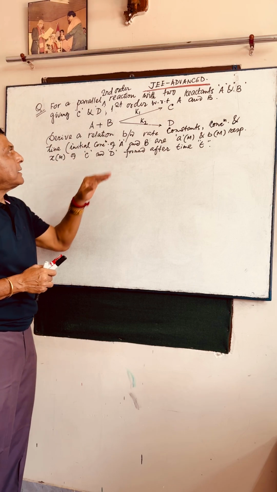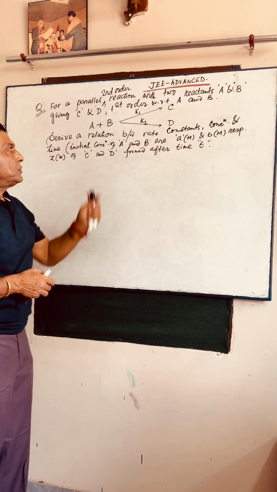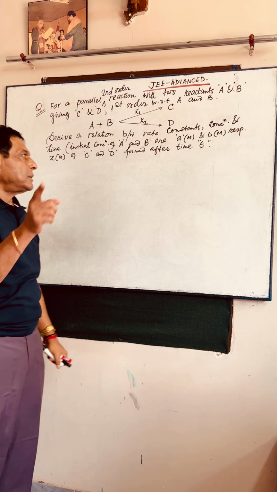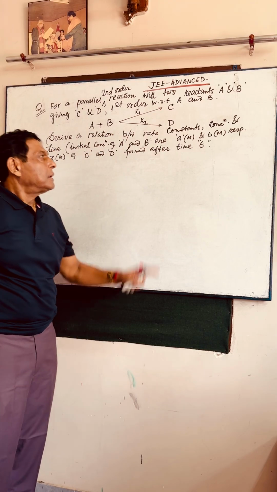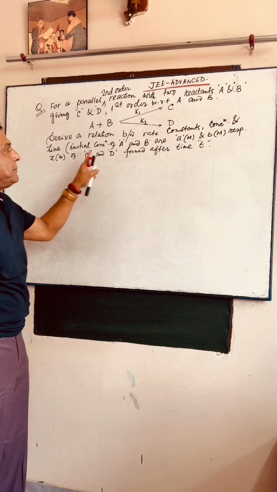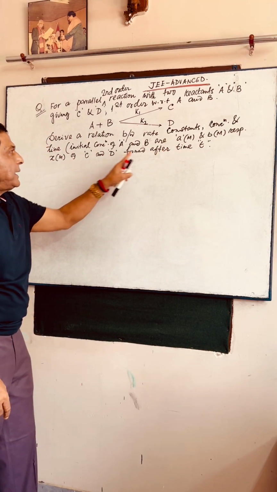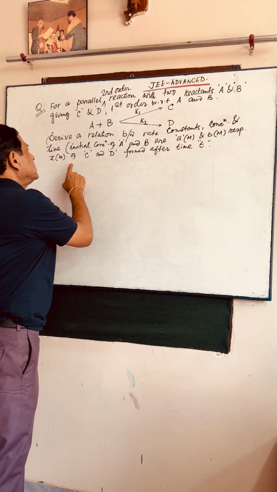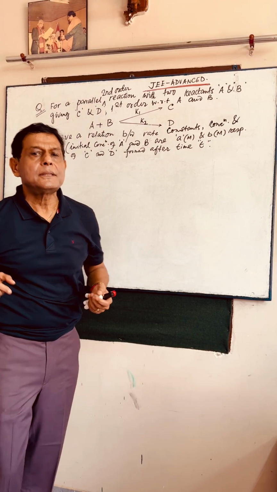Question: you see, for parallel reactions of second order with respect to two reactants, A and B giving C and D, first order with respect to A as well as B. This is given. Derive a relationship between rate constant, concentration, time, and initial concentration of A and B, given as a moles per liter and b moles per liter respectively. X moles per liter of C and D formed after time t. You know, after time t only you have to determine the rate.